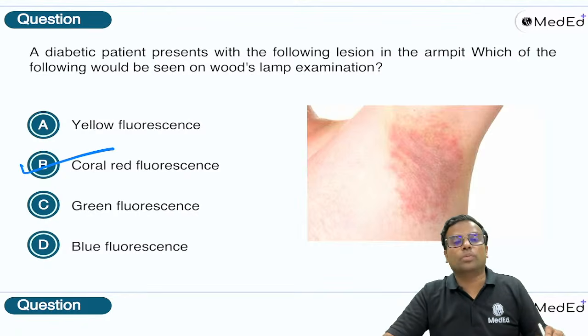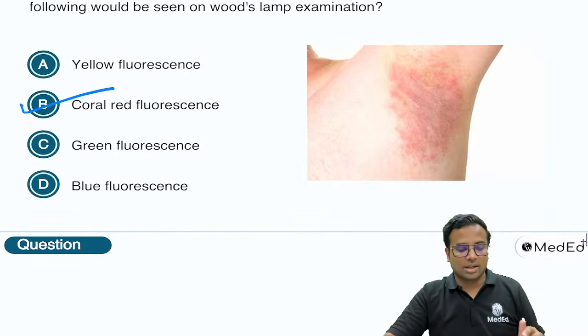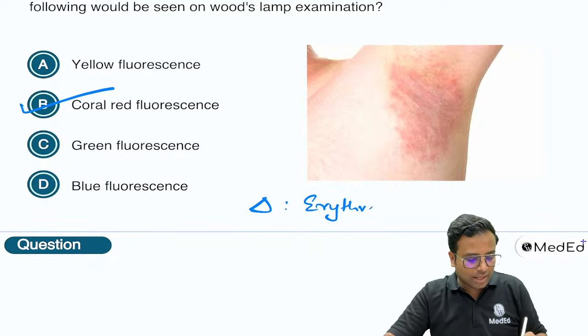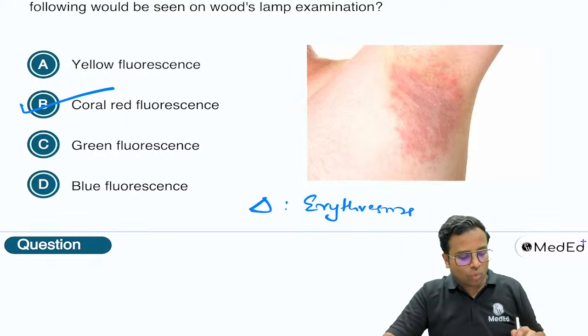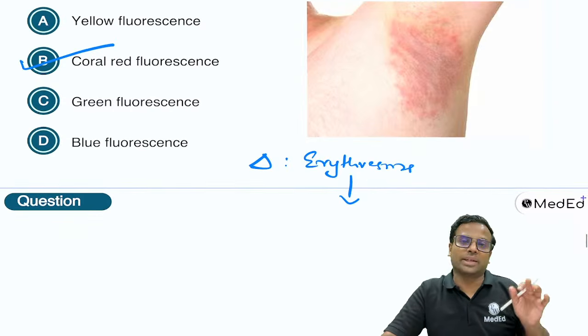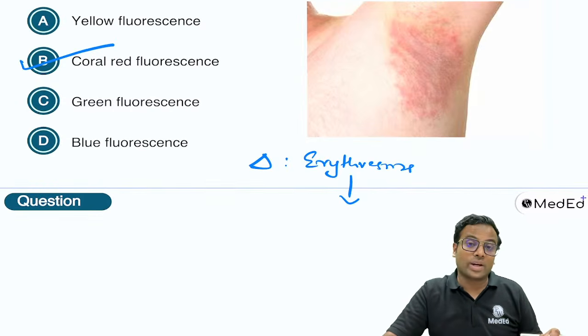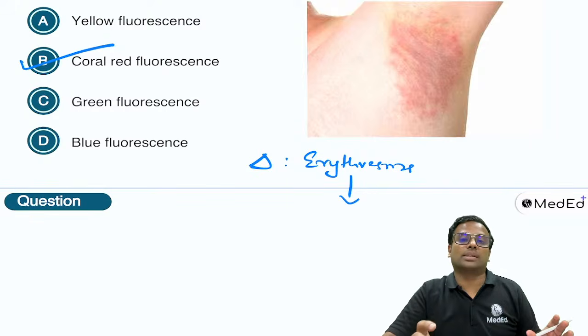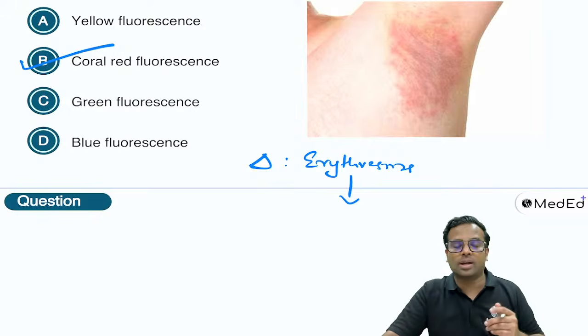So this should be coral red fluorescence, because here the spot diagnosis is erythrasma. And what is the causative organism in erythrasma? Is it streptococcus, staphylococcus, pseudomonas, or something else? Something else. What is this? It's going to be something that is present in all of our body. It's a part of normal flora bacteria.